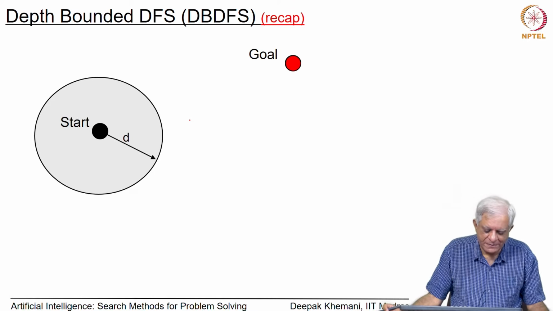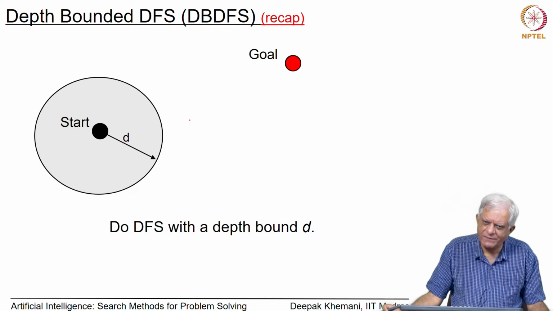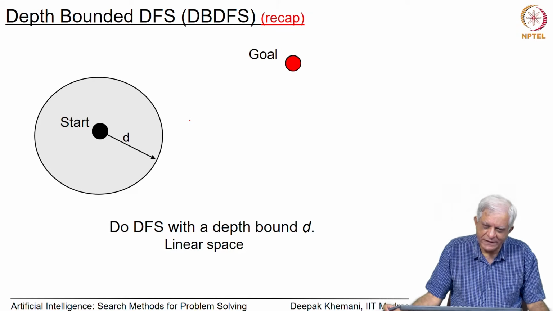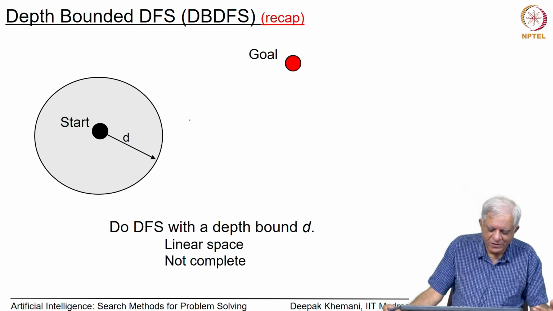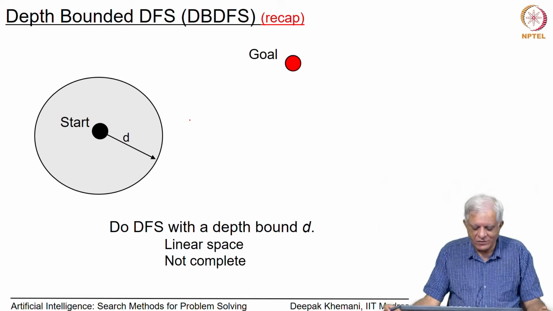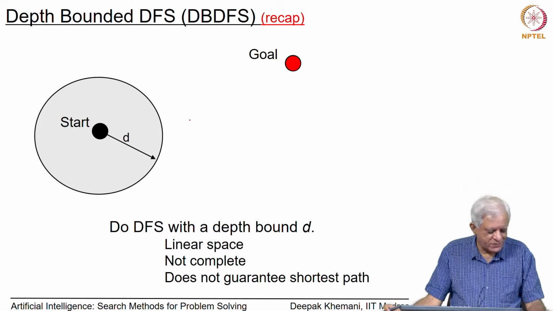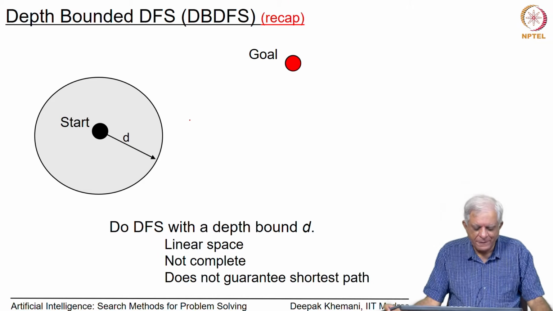The bound is shown in this example in a circle which is shaded. So, you do depth first search only up to that bound, whatever that bound is, D in this case, and it requires linear space. Why? Because it is depth first search, and we had seen that the open list for depth first search grows only linearly, but it is not complete. As you can see, if it is going to stay within this bound, it is not even going to find a path to the goal. Forget about guaranteeing a shortest path essentially. So, it is neither complete nor admissible, which is a property of depth first search.